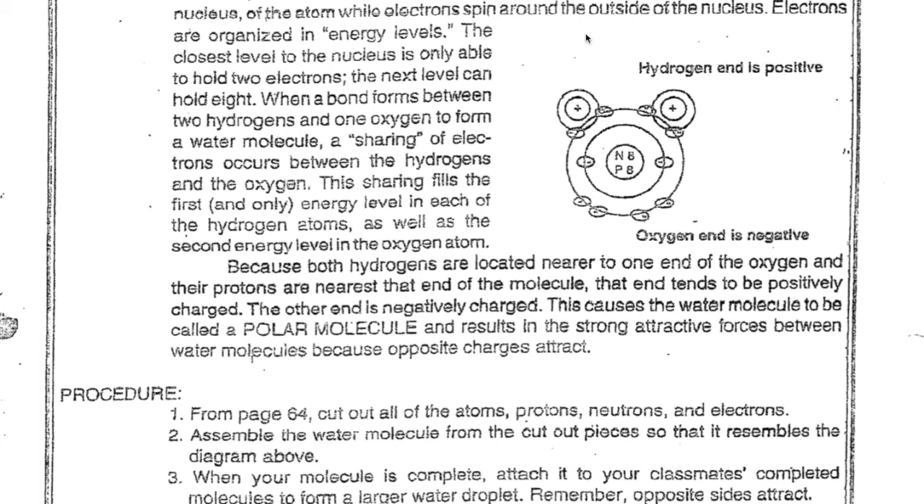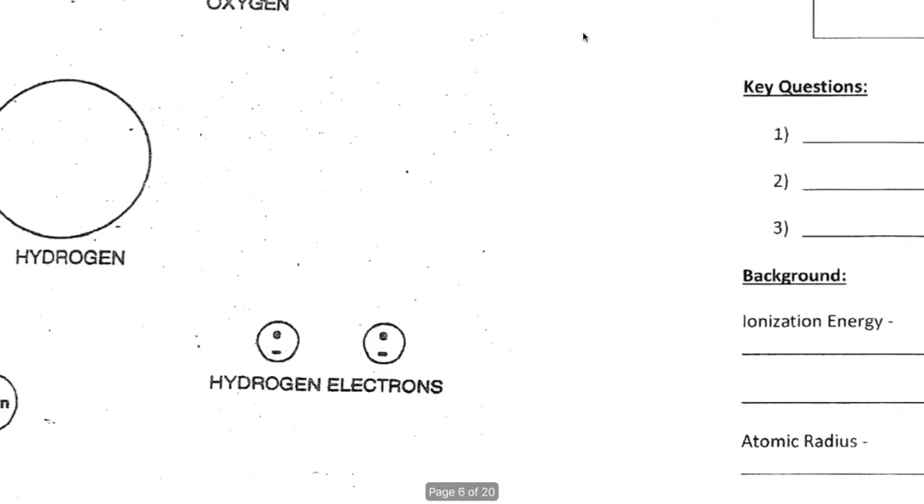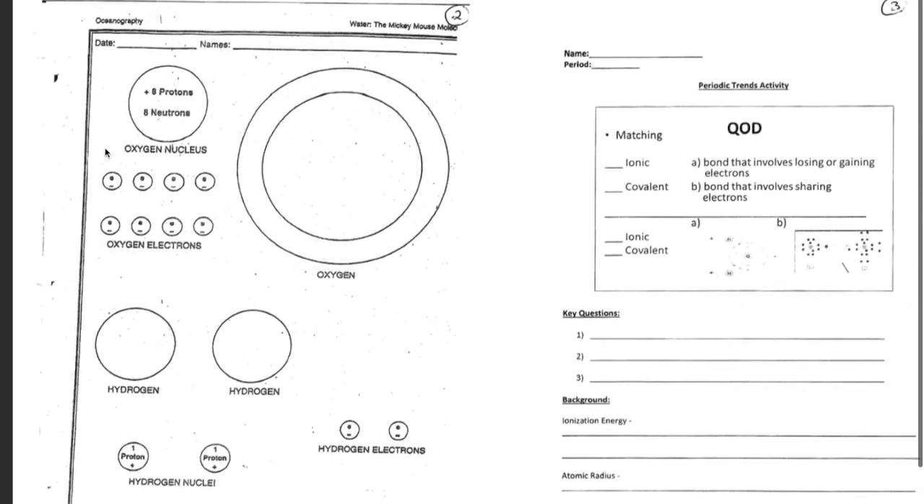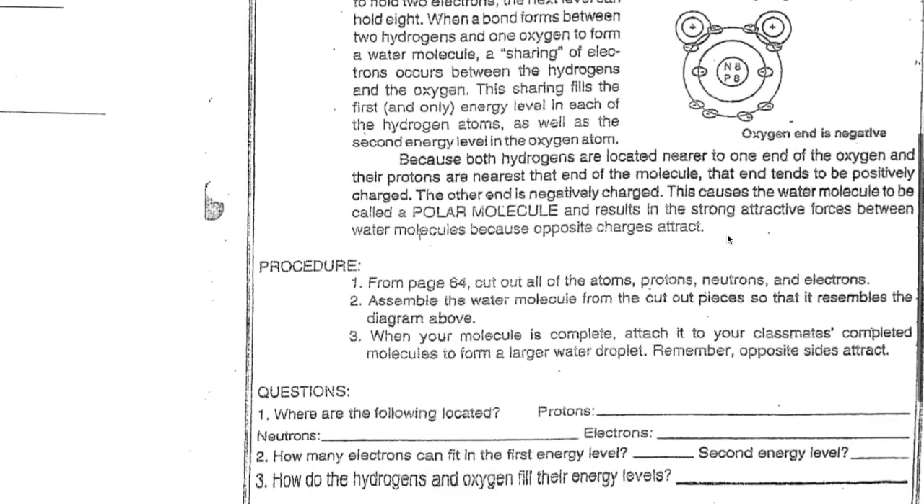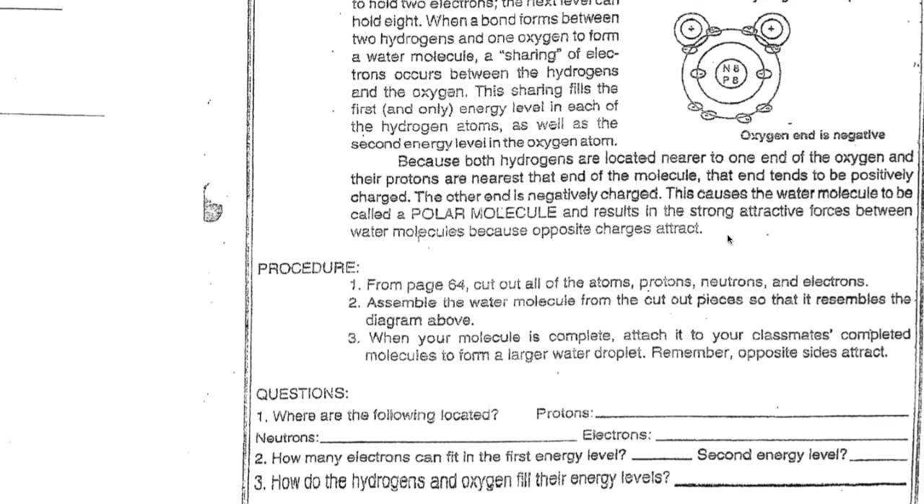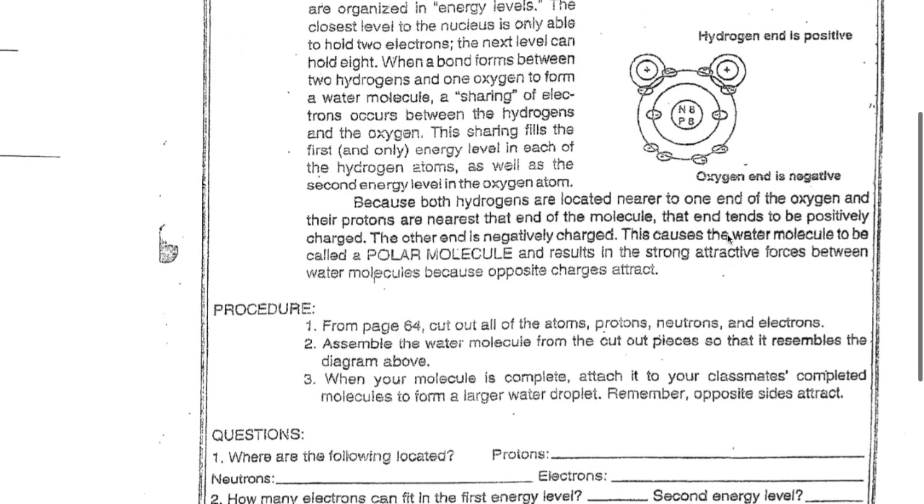So this is what you're going to do today. From the following page 64, this one, where you see these cutouts for a molecule, you are going to cut out all the atoms, protons, neutrons, and electrons, and you're going to assemble a water molecule from those cutout pieces so that it resembles this diagram that's on the sheet of paper.